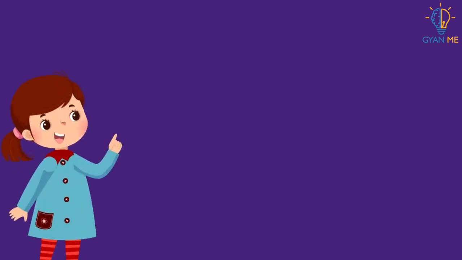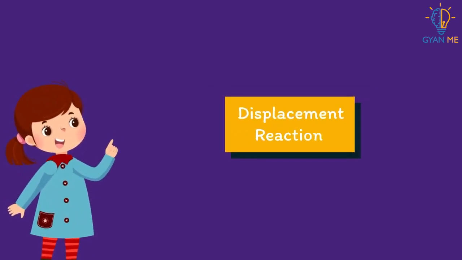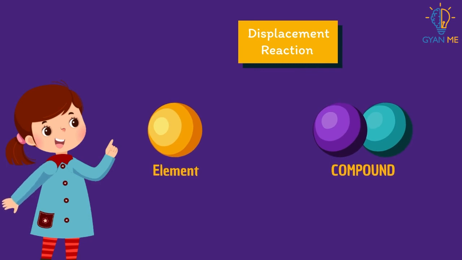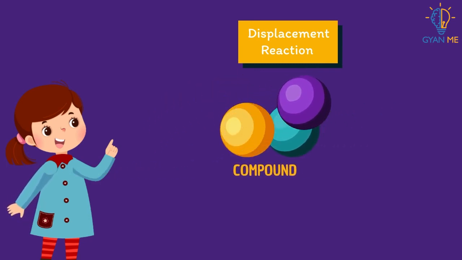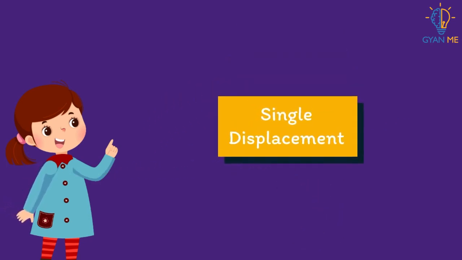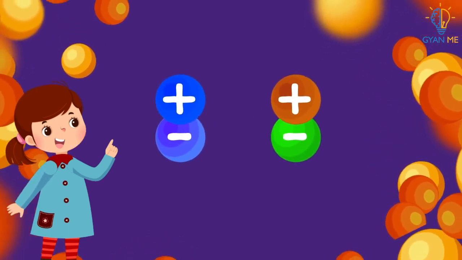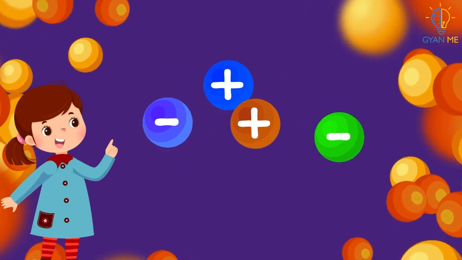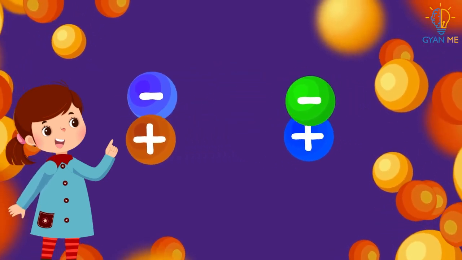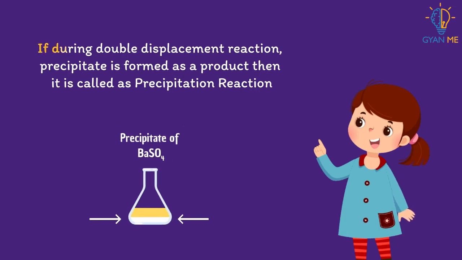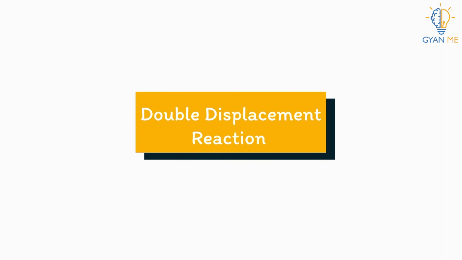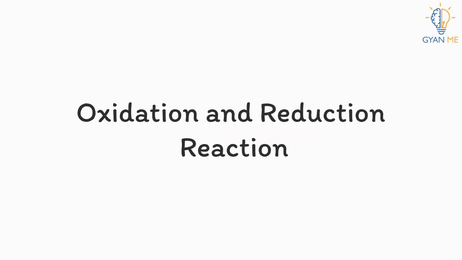So students, what have we seen? That in a displacement reaction, a more reactive element displaces a less reactive element from its compound. It's called single displacement. We also learned that when two ionic compounds react and their ions get interchanged, it is called a double displacement reaction. Also, if during a double displacement reaction a precipitate is formed as a product, then it is called a precipitation reaction, which is a type of double displacement reaction. In the next video, we will see oxidation and reduction reactions.